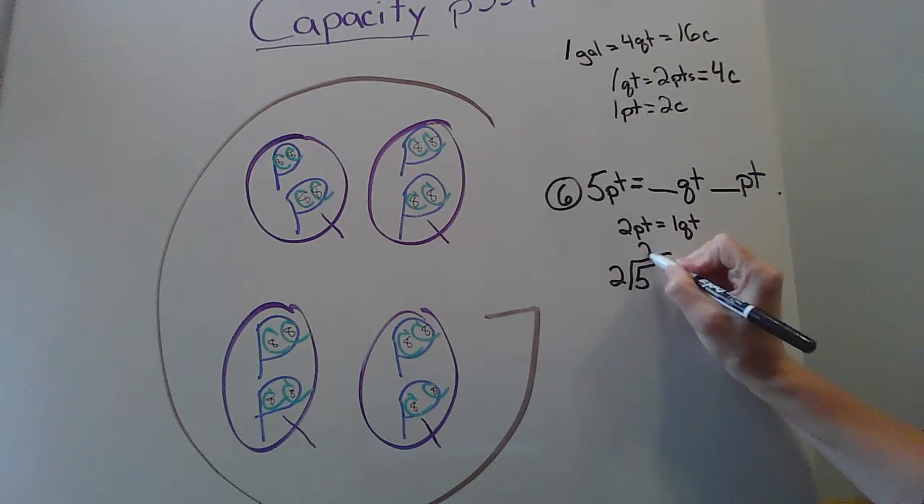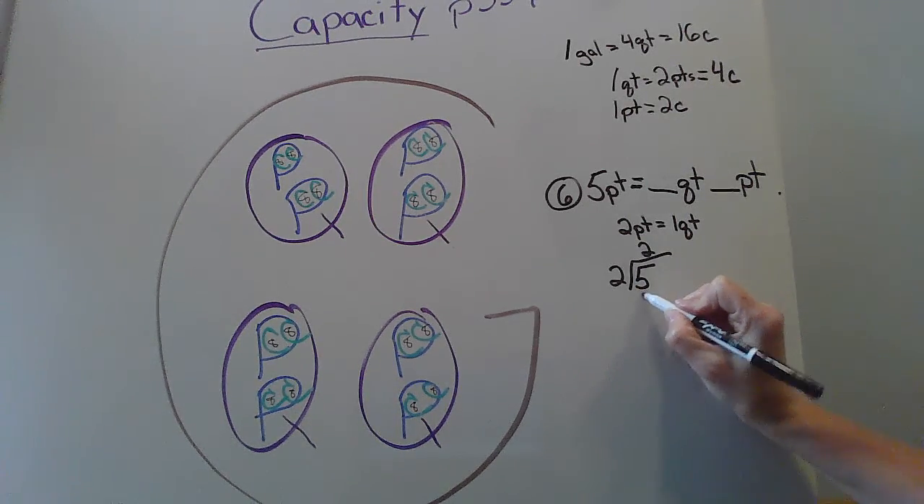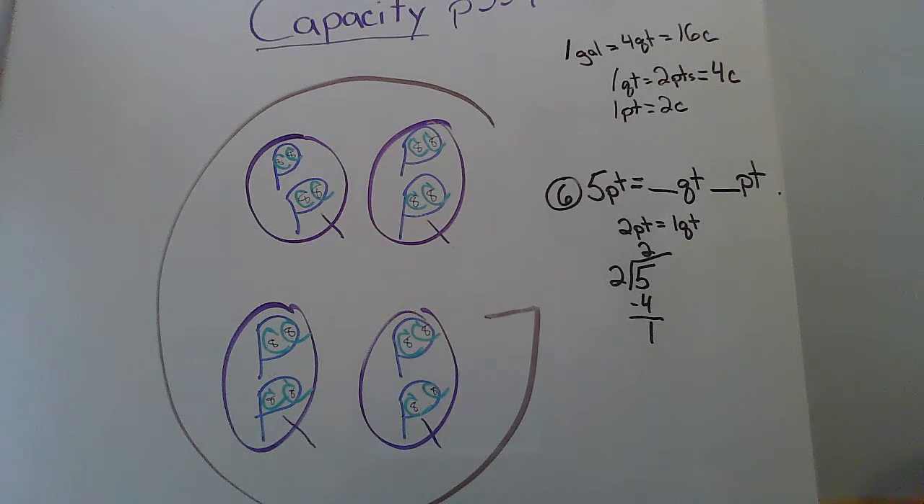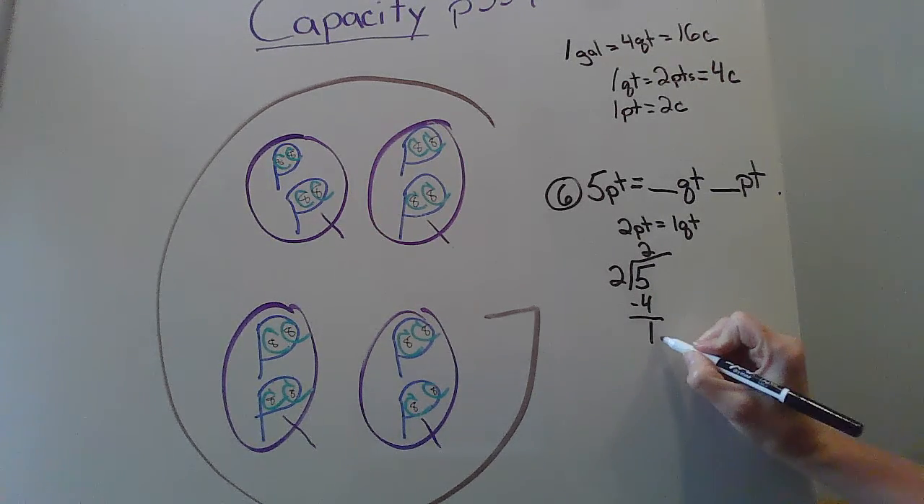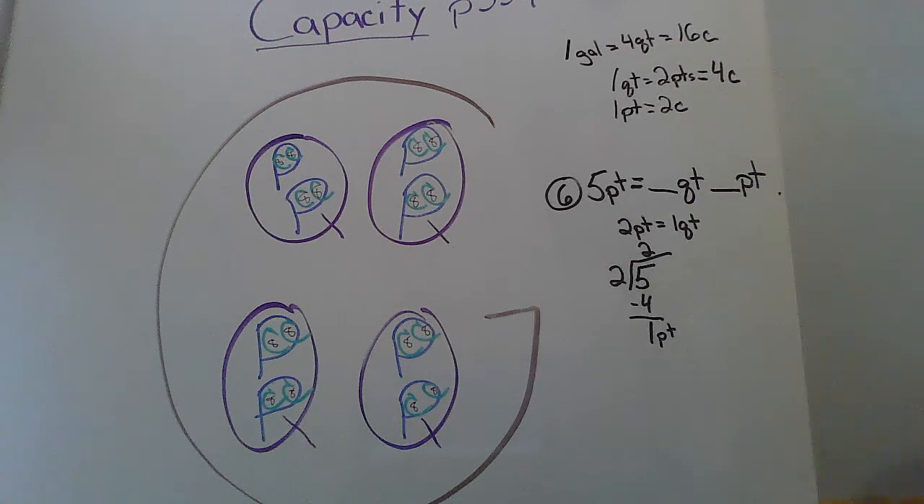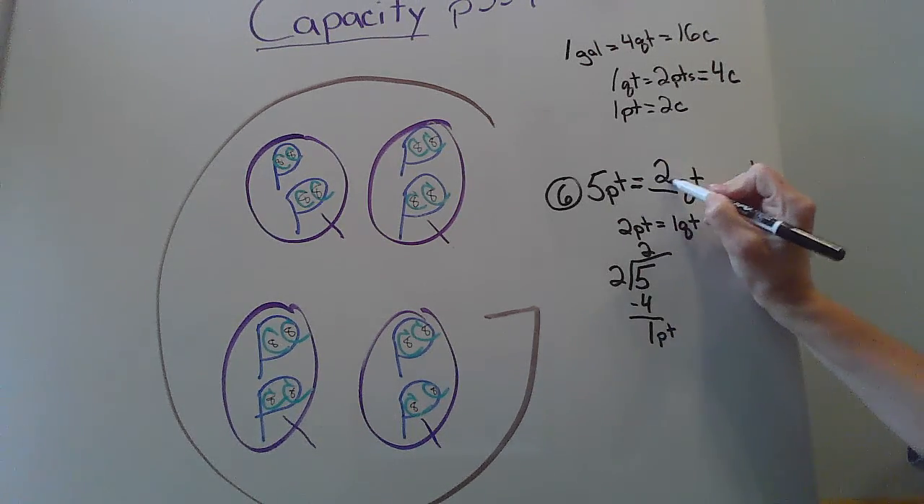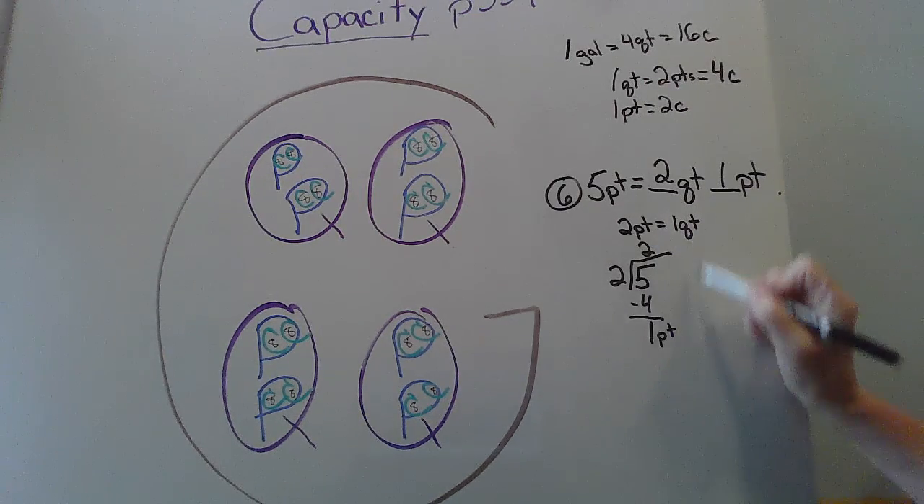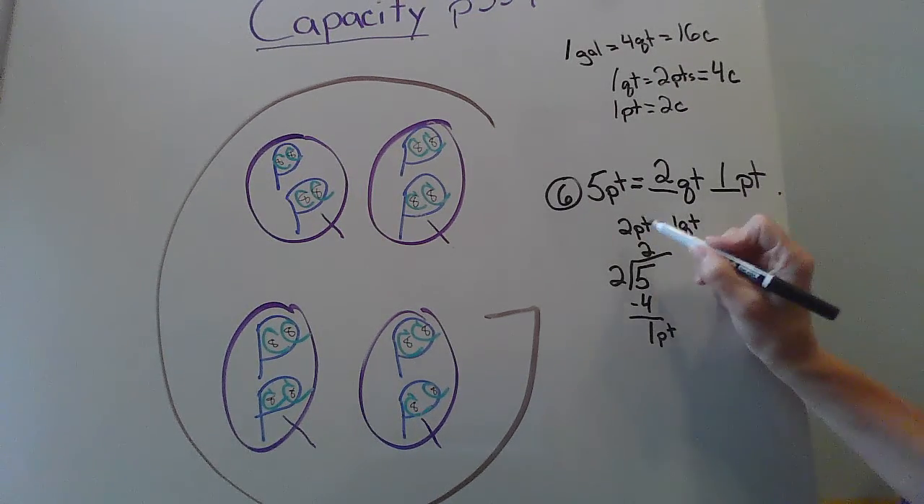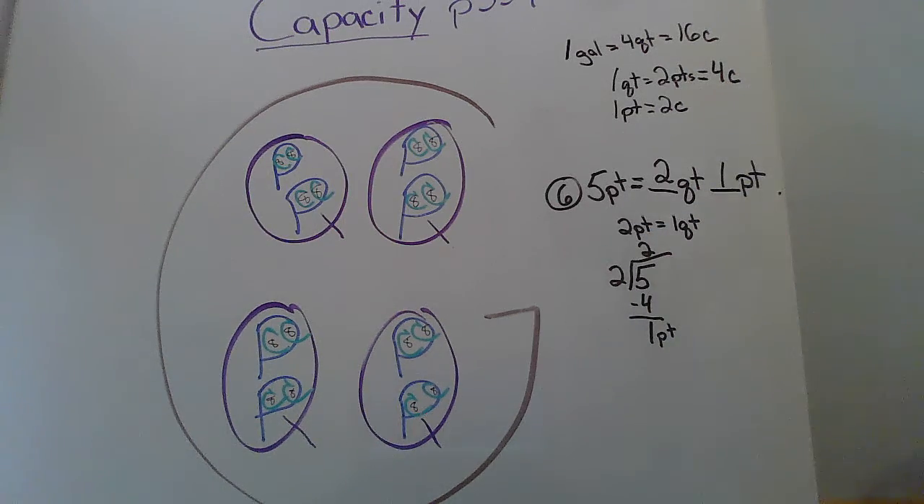5 divided by 2, 2 goes into 5 2 times with 1 left over. These are pints that we are breaking up. So this leftover is also a pint. So I get 2 quarts and 1 pint. You just need to show that you divided. You don't have to re-show this 2 pints equals 1 quart, but I do want to see the math on how you're getting your answers.